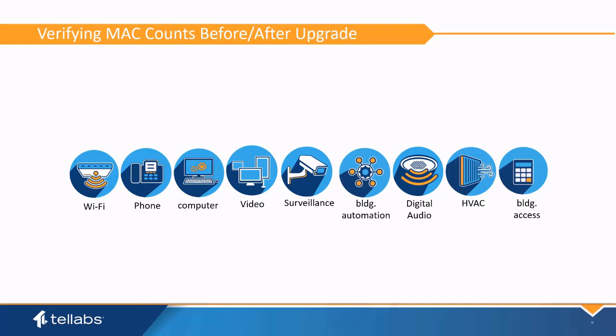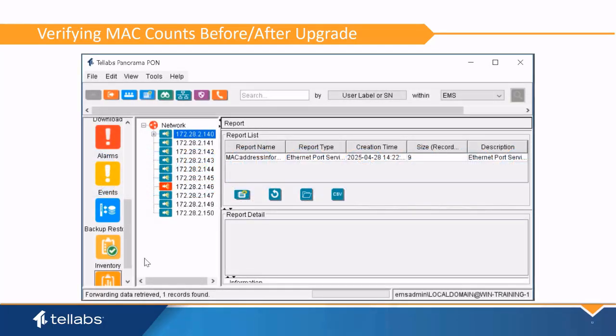The reason to capture a list of MACs is to verify that all learned MACs from attached devices, phones, cameras, and computers are accounted for and operating after an upgrade. The list of MACs will be compared against the list of MACs generated before an update. MAC address information can be obtained using the switching application.